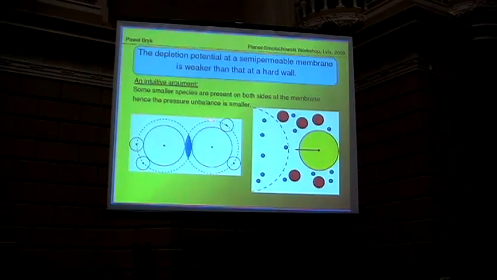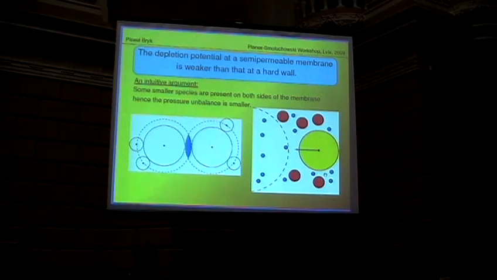And of course, if there is an overlap of the excluded volume, the smaller spheres cannot enter this space, so there will be some net attraction due to the pressure imbalance. Now, if we apply this argument to analyze our semi-permeable membrane system, we will see that if you have this blue permeable species, it can be present on both sides of the membrane, and hence it cannot contribute to the pressure imbalance that is the reason for the attraction. And for this reason, the effective attraction between a membrane and the colloid has to be smaller than that for the non-permeable wall.